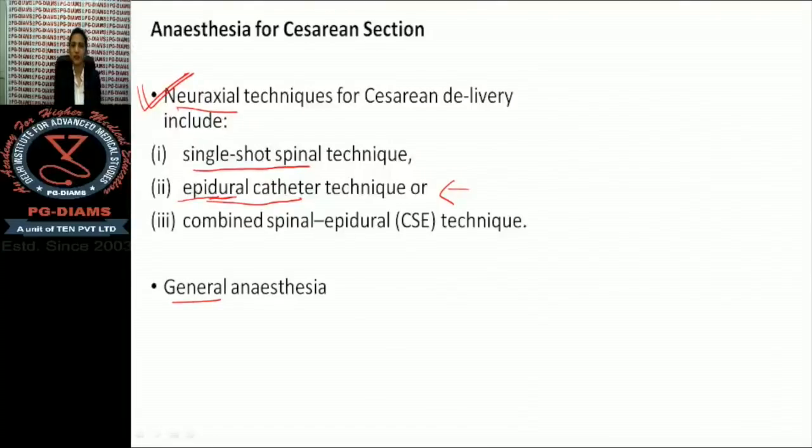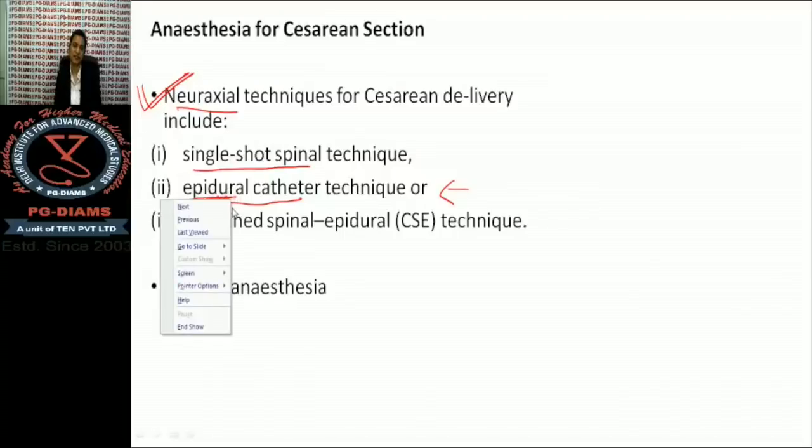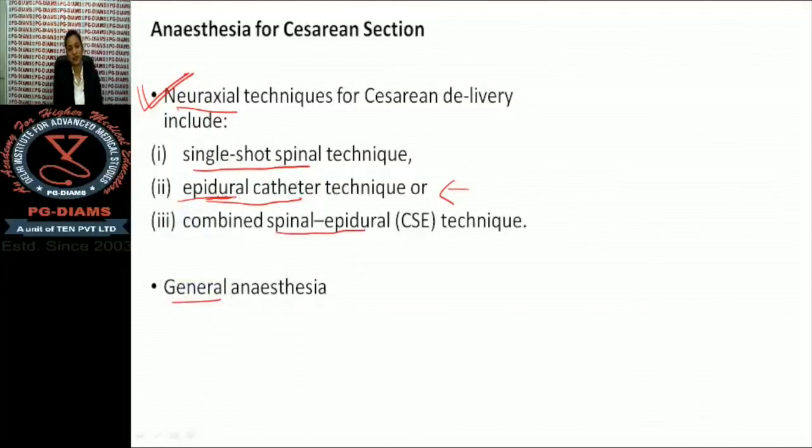For cesareans, what we prefer is spinal anesthesia. If an epidural is already in place for labor analgesia, you can extend it for use in cesarean section as well. Then combined spinal and epidural is also used in some cases.